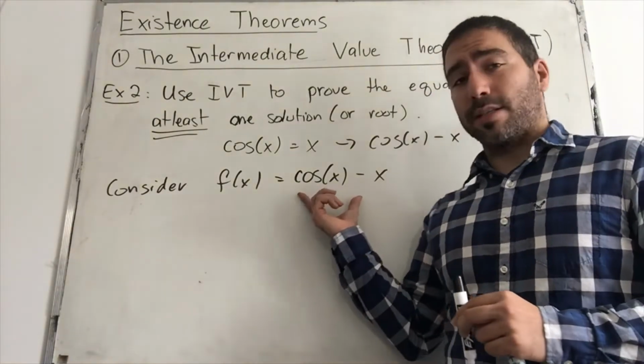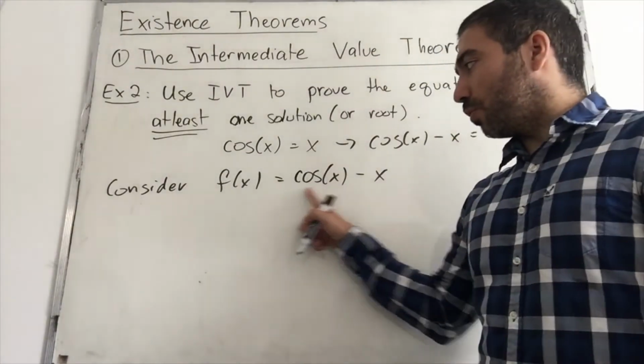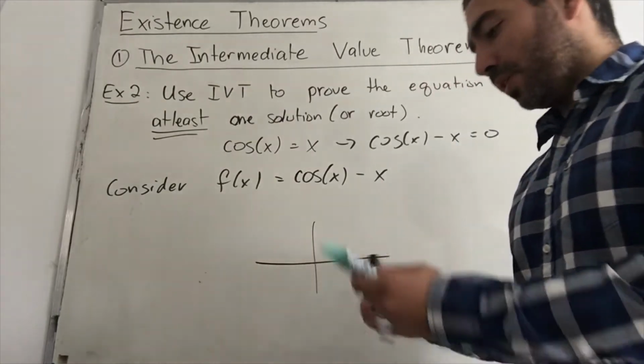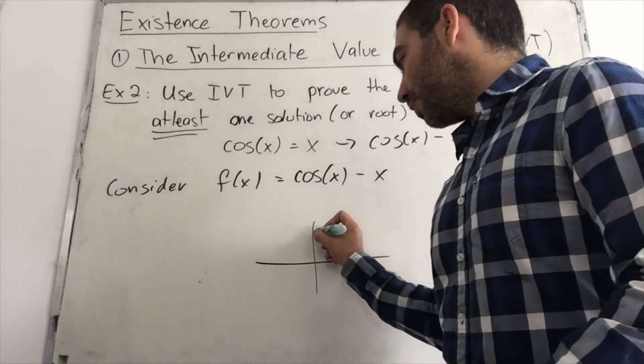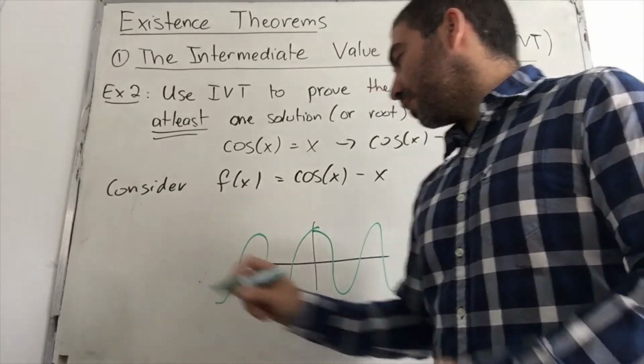So the answer is yes. Why? You have to explain why this is continuous. So what's the cos function look like? We know the graph of a cos function. It looks something like this. It goes at 1 and it oscillates between -1 and 1 forever.